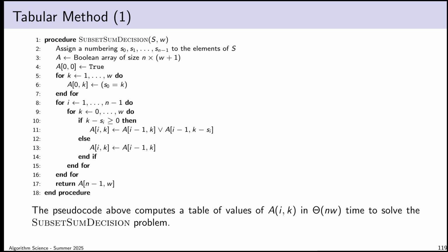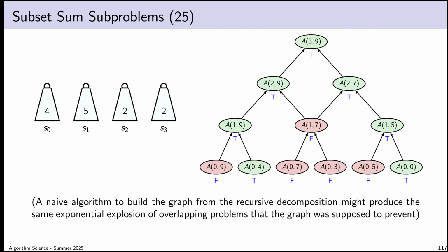So here's a table that builds the matrix using the recurrence. You give me S and you give me W, and I assign some arbitrary numbering to it. I create a Boolean array with n rows and W plus 1 columns. I encode in my base cases, so there are my base cases there, basically. And then I do a nested loop that iterates over all values of i from 1 up to n minus 1. And the logic here is that I'm doing the same thing I did with the graph, where I start at low values of i and work my way up row by row.